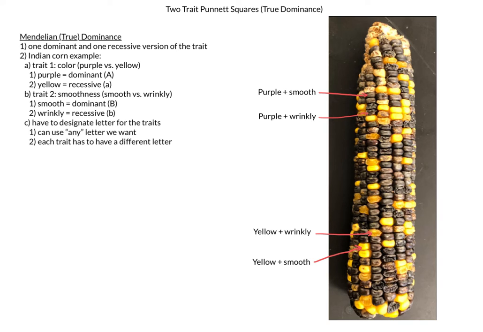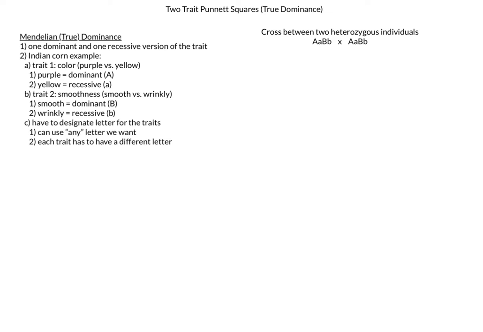Alrighty, with a bit of that introduction out of the way, let's set up a cross. Let's make it between two individuals that are heterozygous for both traits. So both individuals would be big A, little a, big B, little b. The next thing we then need to do is determine what the possible allele combinations would be in the gametes of each individual. Another way to say this is, what are the possible alleles each can donate to the cross?